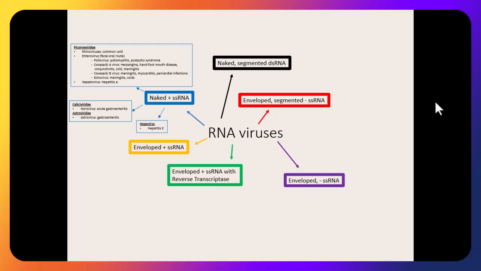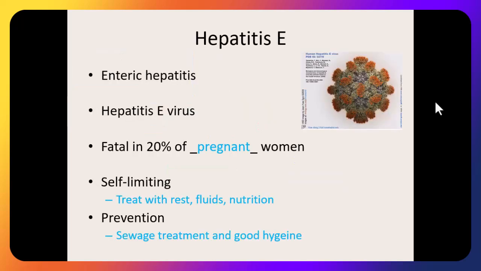The last little group, still our last one in the blue that's naked, positive sense single-stranded RNA, is the HEPA virus. It's got HEPA in its name because it's another virus that causes hepatitis, specifically hepatitis E. It is an enteric hepatitis, so it can get spread fecal-oral. It's rare, and it doesn't behave like the other hepatitis viruses, like hepatitis A, because for most individuals, it's asymptomatic. The only group that it seems to target and cause issues is pregnant women. It's fatal in 20% of pregnant women. And we don't have a vaccine for it.